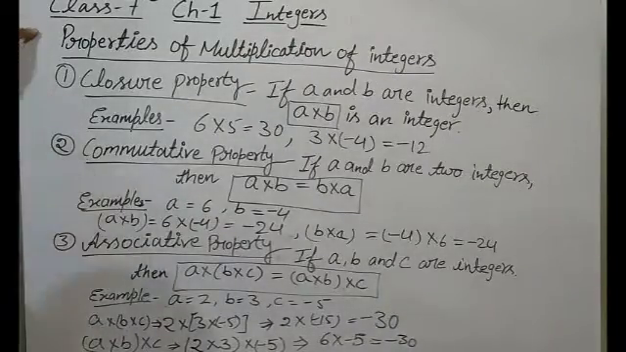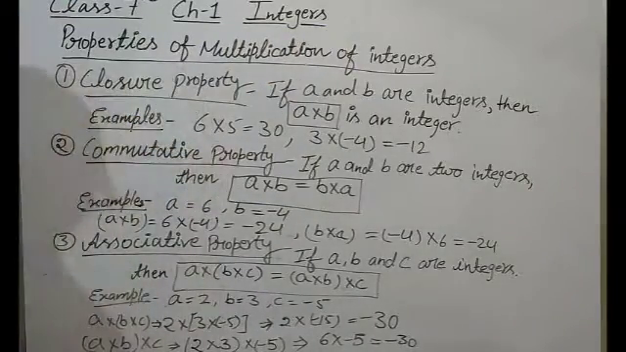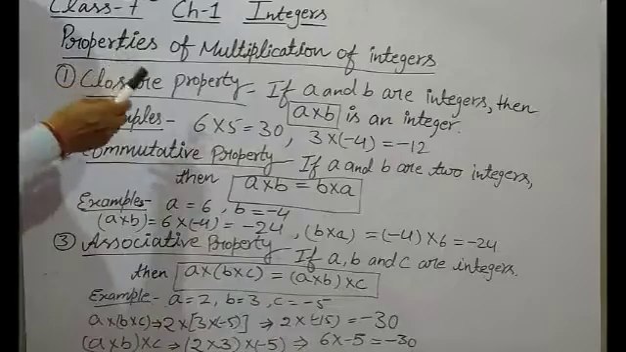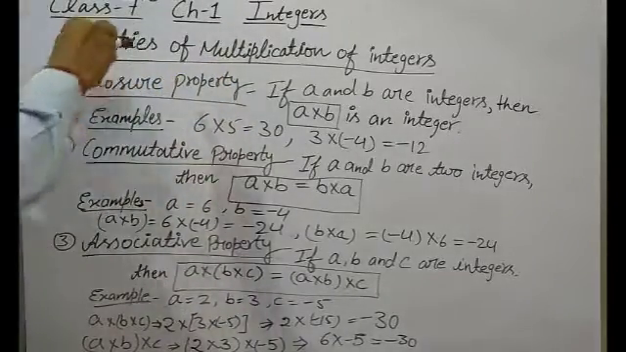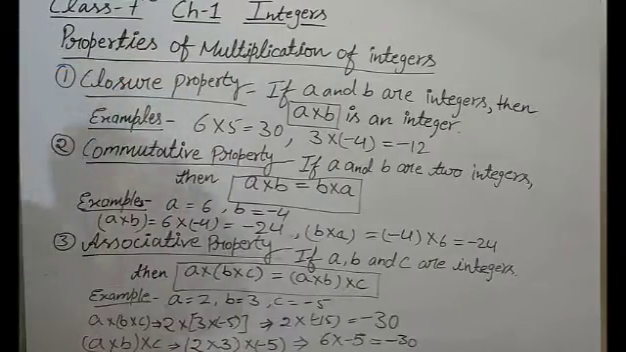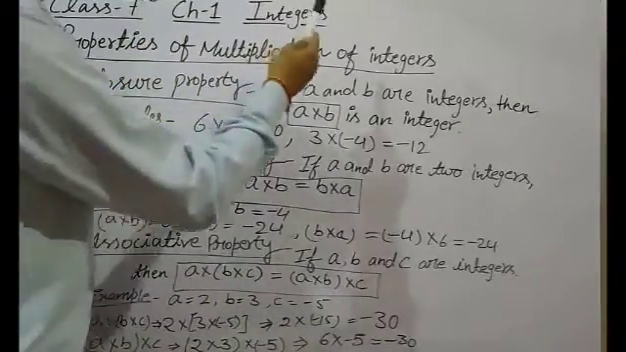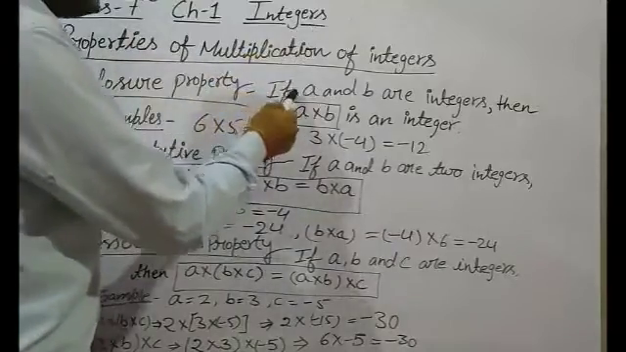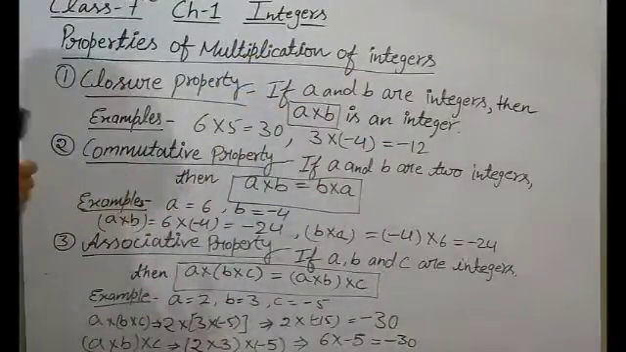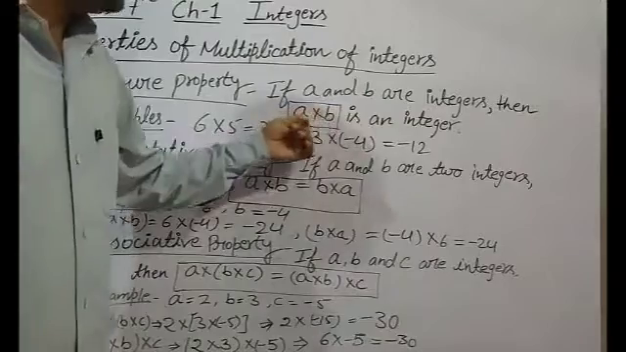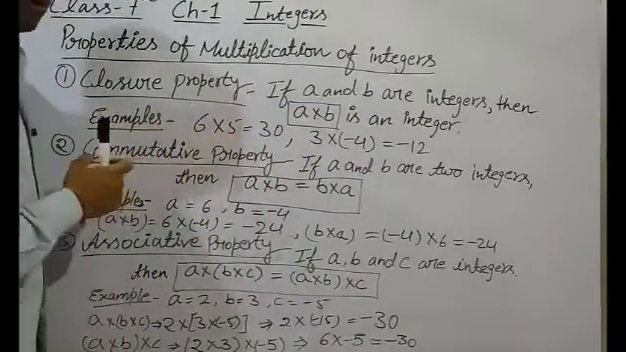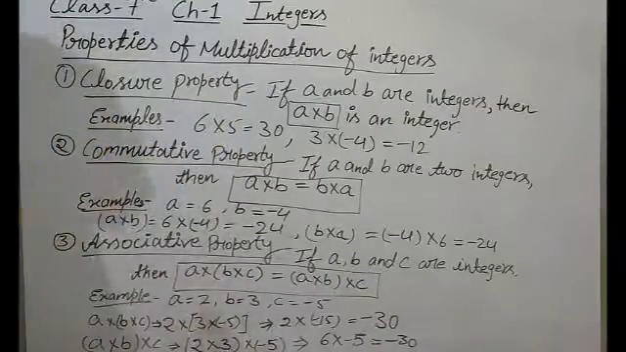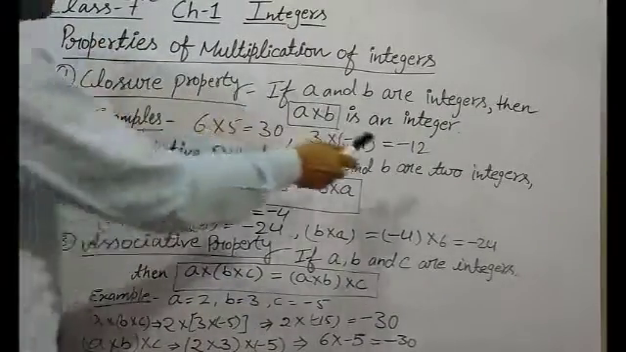Now properties of multiplication of integers. The first property is closure property. We already learned the properties of addition and subtraction of integers, and now the closure property of multiplication of integers. If a and b are integers, then a multiply b is an integer. Suppose there are two integers, then after multiply the answer is also an integer.